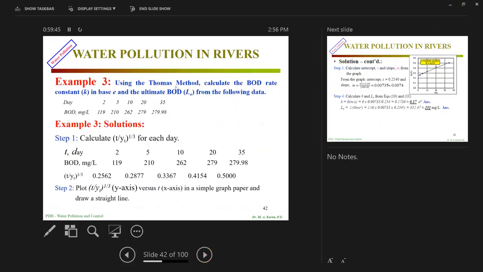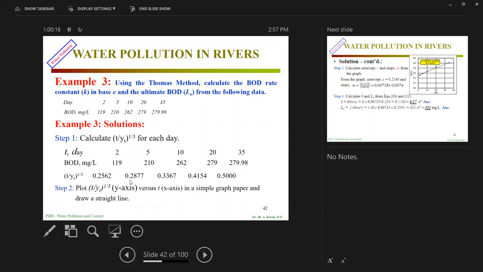So this is the problem using Thomas' graphical method. Calculate the BOD rate constant k, e base, and ultimate BOD from the following data. These are the data given to us. 2-day BOD is 119, 5-day BOD is 210, 10 days 262, 20 days 279, 35 days 279.98. Then what I did from here, I added this thing, t over y to the power 1/3. I did 2 over 119, then I took the power of 1/3, and I got this value.